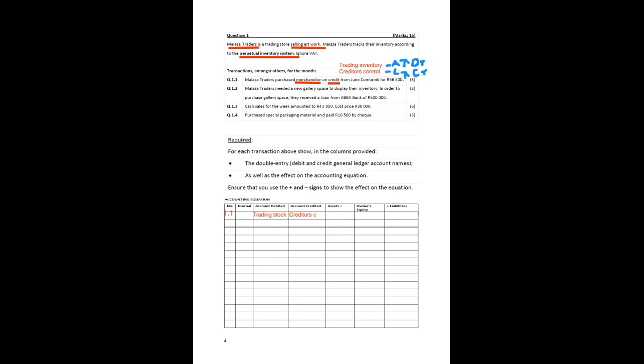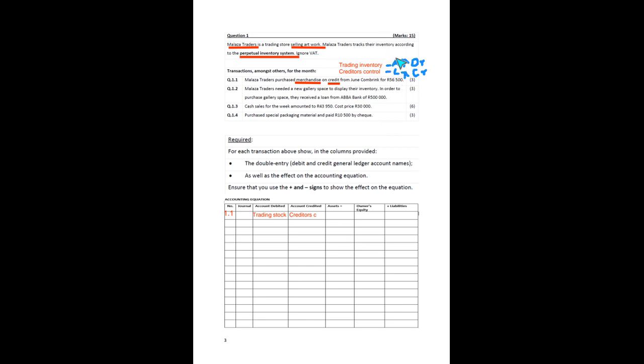Yes, sir. No problem. So now we have to go. Remember, we've got columns here. We've got the column for assets, the column for owner's equity, and the column for liabilities. So we need to decide under which column we are going to record. But how can I know that? I need to go and check my analysis here. This will tell me where to go.